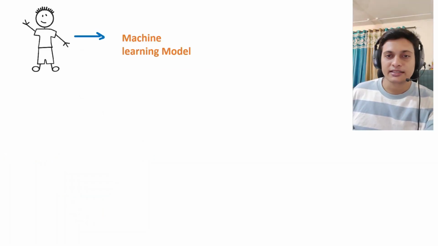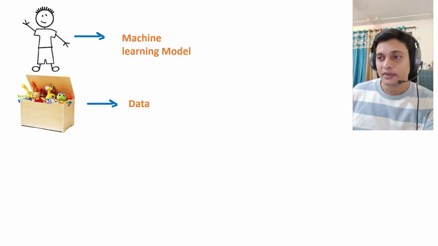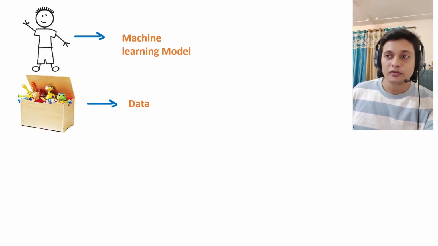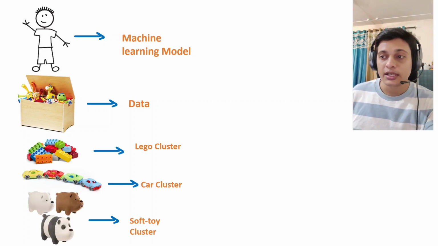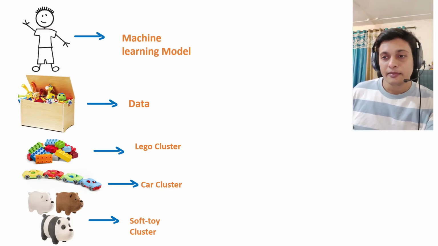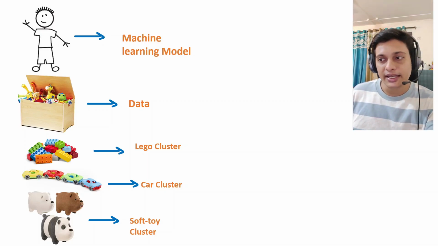So what is Max? Max is our machine learning model. Let's think of our Max as our computer. Think of these toys as our data. When we gave this data to our machine learning model, or to our computer, the computer segregated that data into its own types. It means there were a few Lego pieces, a few cars, and a few soft toys, and this machine learning model segregated those items into their categories.